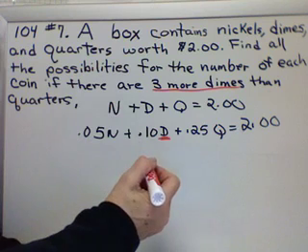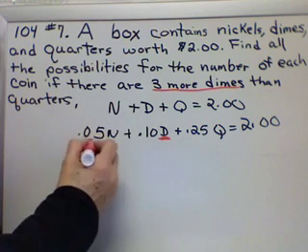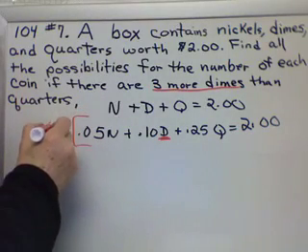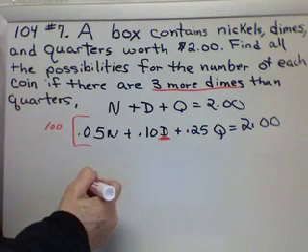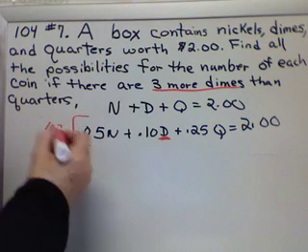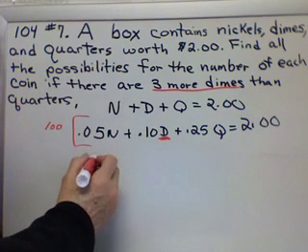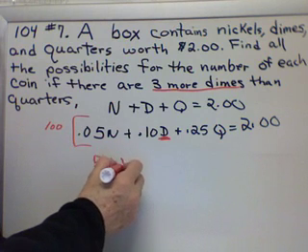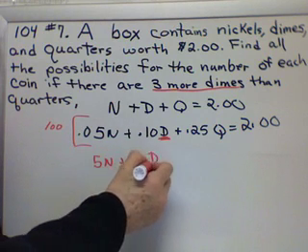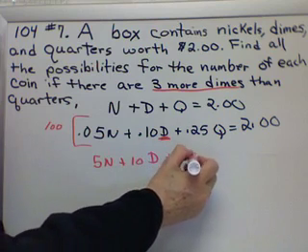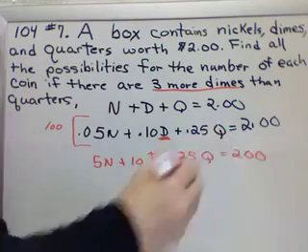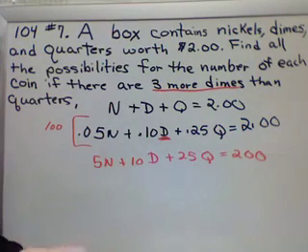Now, another thing I'm going to do is, you notice I have 2 decimal places in everything here. I could multiply this whole problem by 100 first so that I can get rid of the decimal points. I like to do that. It makes the problem easier to solve. So first I'm going to do 5n plus 10d plus 25q equals 200. That's going to be a little bit better. Boy, the red doesn't show up too nice, does it?